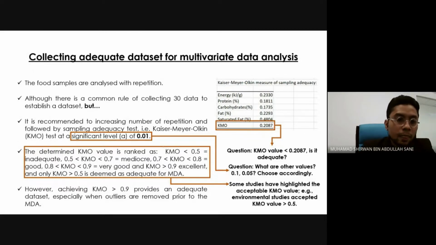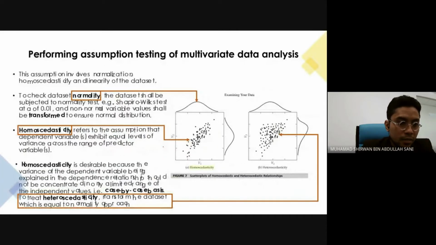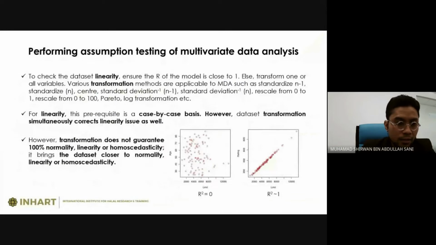Okay, so what else? This is the normality, homoscedasticity. So we treat also the non-linearity data using transformation. Again, when we open XLSTAT, we know we talk about this: Standardized (n-1) is the most common transformation method that we can choose. However, there are lots of ways of doing it. According to the sample matrix, a different sample matrix will sometimes have a specific transformation method that you can choose.